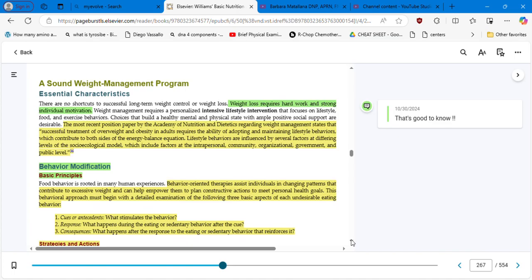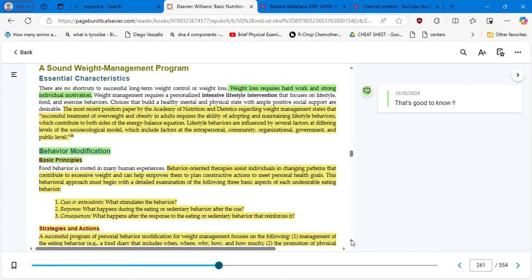Now, a sound weight management program. Weight loss requires hard work and strong individual motivation. That's good to know. It's all about motivation. The most recent position paper of the Academy of Nutrition and Dietetics regarding weight management states that successful treatment of overweight and obesity in adults requires the ability of adopting and maintaining lifestyle behaviors which contribute to both sides of the energy balance equation.